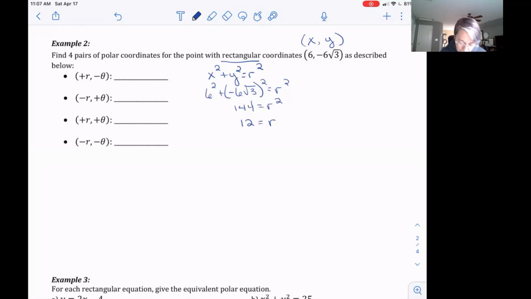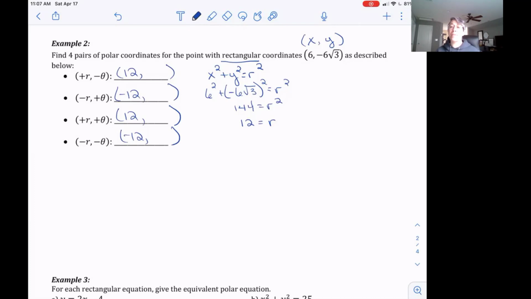Well, right off the bat, then we can plug in, you know, positive 12 here. This one asked for a negative r. This one asked for positive r. This one asked for a negative r. So right off the bat, we can plug in the r values. So we have half of all those points that we're looking for. But now we have to find different angles that fit.